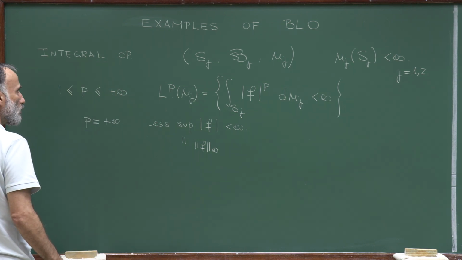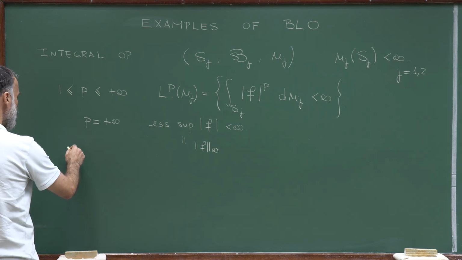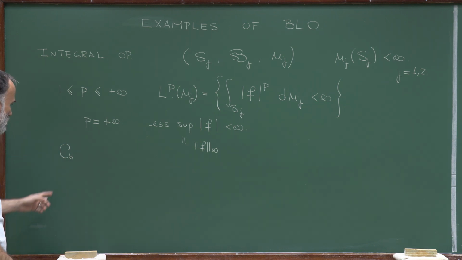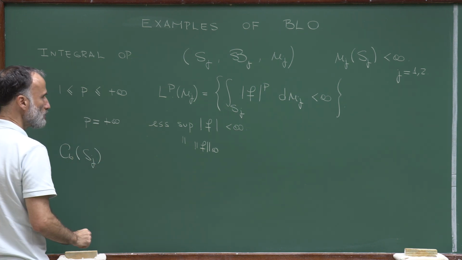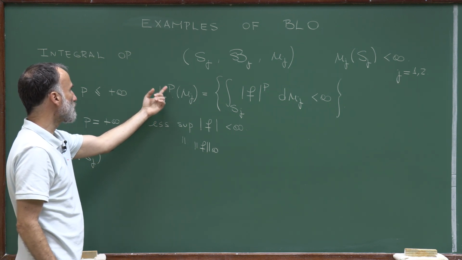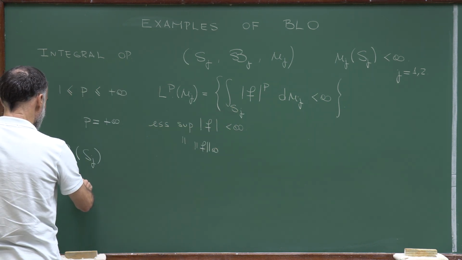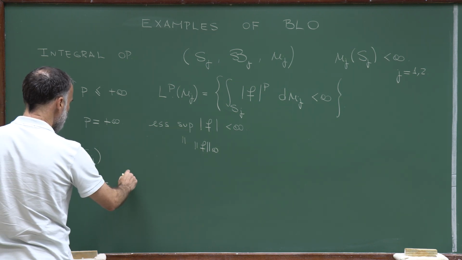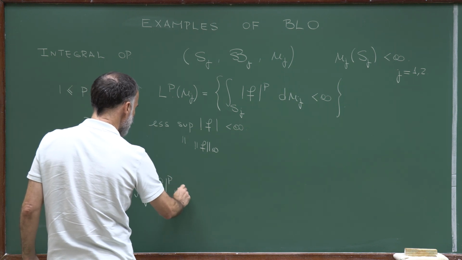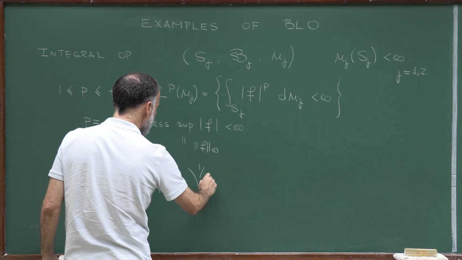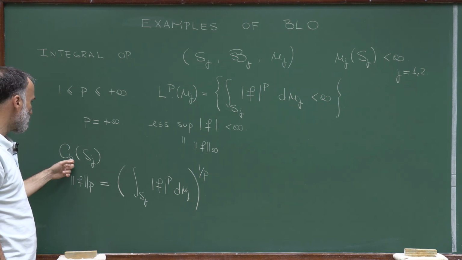So LP is this space, but you know also that LP can be understood as the completion of the space of continuous functions. If I represent by C the space of continuous functions and by CB the space of bounded continuous functions on Sj, then you can obtain LP as the completion of this space with respect to the norm f p, where the norm f p is the integral over Sj of f to the power p d mu j, to the power 1 over p. So you can define LP starting with the space of bounded continuous functions.